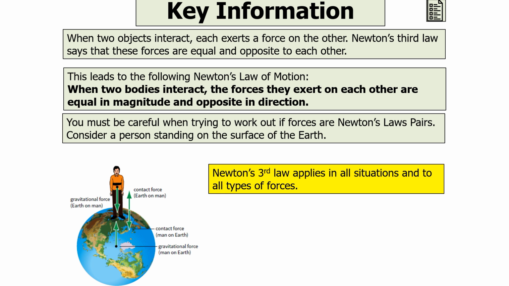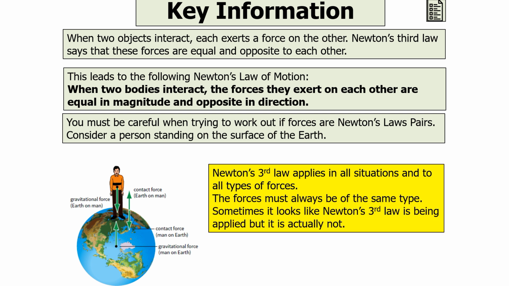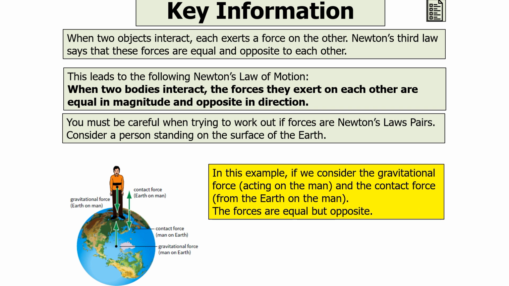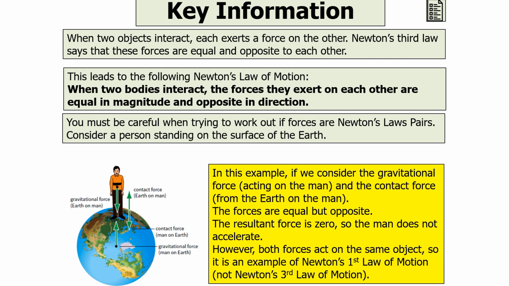So, as we said before, Newton's third law applies in all situations and to all types of forces. The forces must be of the same type. Sometimes it looks like Newton's third law is being applied, but actually it's not. If we consider the gravitational force acting on the man and the contact force from the earth on the man, they are equal but opposite, so the resultant force is 0 and the man does not accelerate. However, because both forces act on the same object, it is an example of Newton's first law of motion, not Newton's third law of motion.